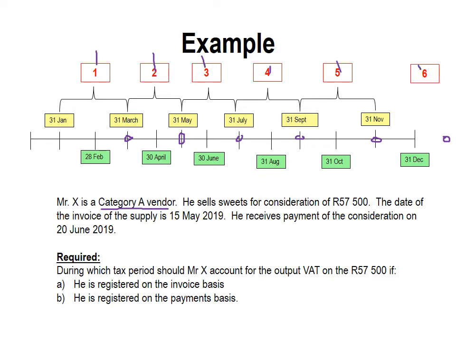specific vendor. They tell us that he sells sweets for a consideration of 57,500 and that the date of the invoice of the supply is 15 May 2019 and he receives payment of the consideration on the 20th of June 2019. And the question is, if he's registered on the invoice basis, during which tax period do we account for the output VAT versus how will we account for the output VAT if he's registered on the payments basis?